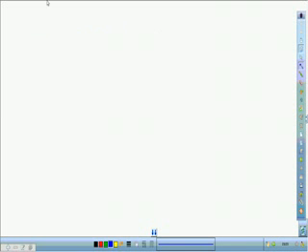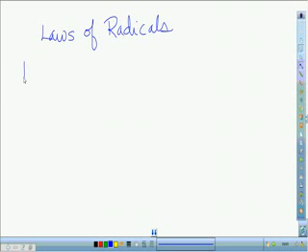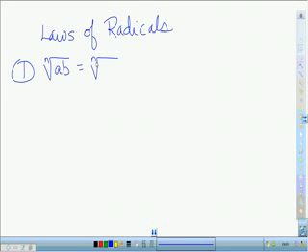Okay, let's look at the laws of radicals. We have laws of exponents, we have laws of radicals. The first one of those laws is the nth root of a times b is equal to the nth root of a times the nth root of b. And we'll work examples for all these in a minute.